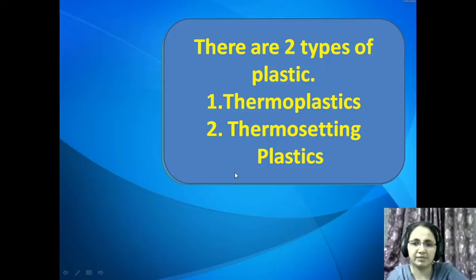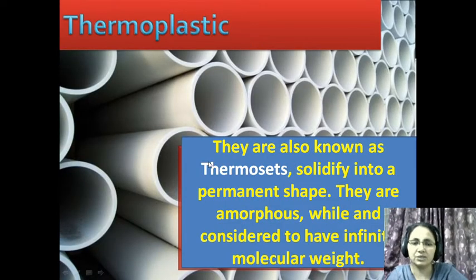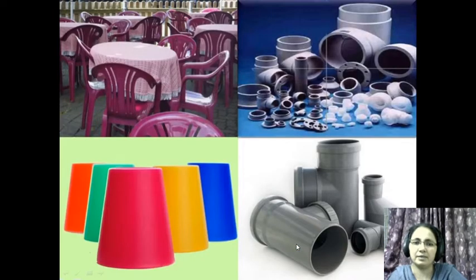And the types of plastics. There are two types of plastics: thermoplastics and thermosetting plastics. First one, thermosetting plastics, also known as thermosets. They solidify into a permanent shape. We cannot shape them again and again. They are amorphous and considered to have infinite molecular weight. These are some of the examples of the products which are made from them.